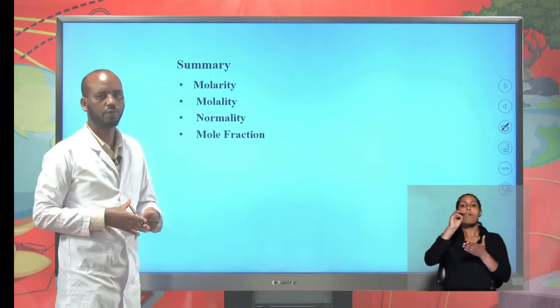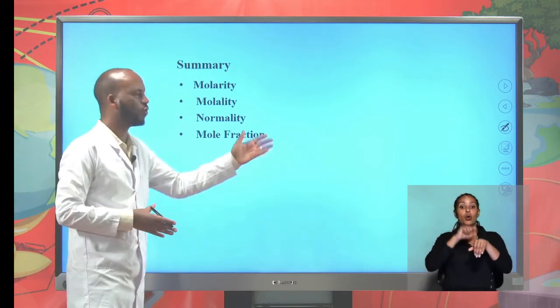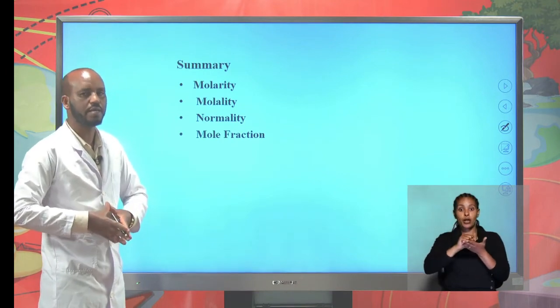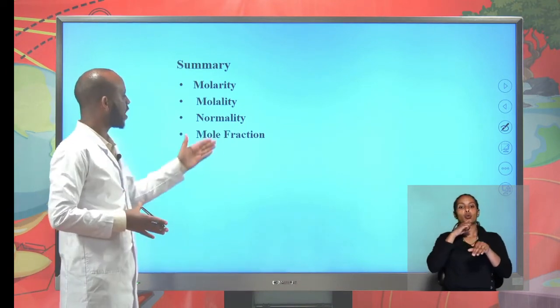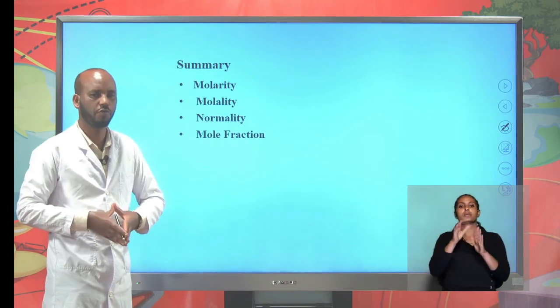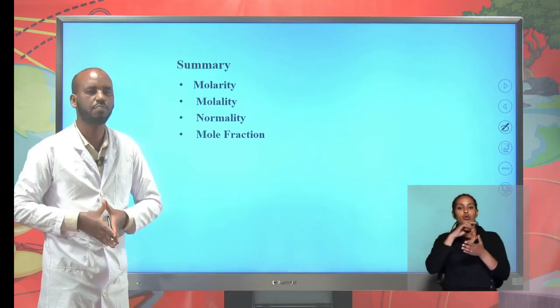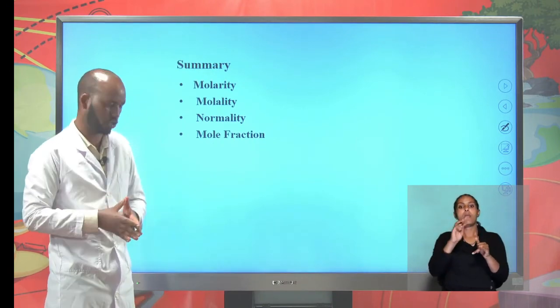Mole fraction of solute is number of moles of solute divided by number of moles of solution. Mole fraction of the solvent is number of moles of solvent divided by number of moles of solution.